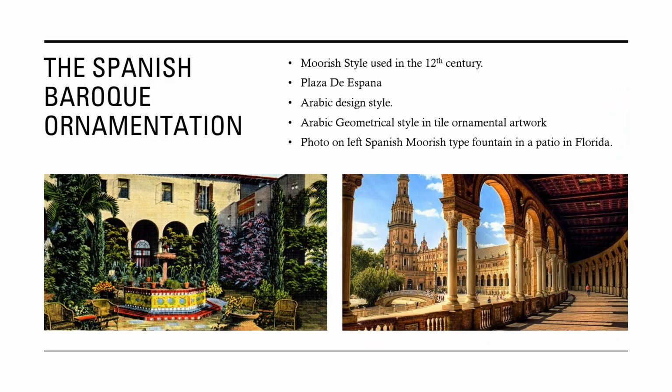The Spanish Baroque ornamentation is believed to have come from the Moorish style used in the 12th century. When peace prevailed among the Muslims, Christians, and Jews in Spain, the Moorish style of decoration spread rapidly into synagogues, cathedrals, and even mosques. The influence of the style was so significant that even after its being viewed as outdated, it was still used in cathedrals. The Arabic design style was the most applicable in this architectural design. The Arabic geometrical style in tile and ornamental artwork was mainly applied in many architectural designs.